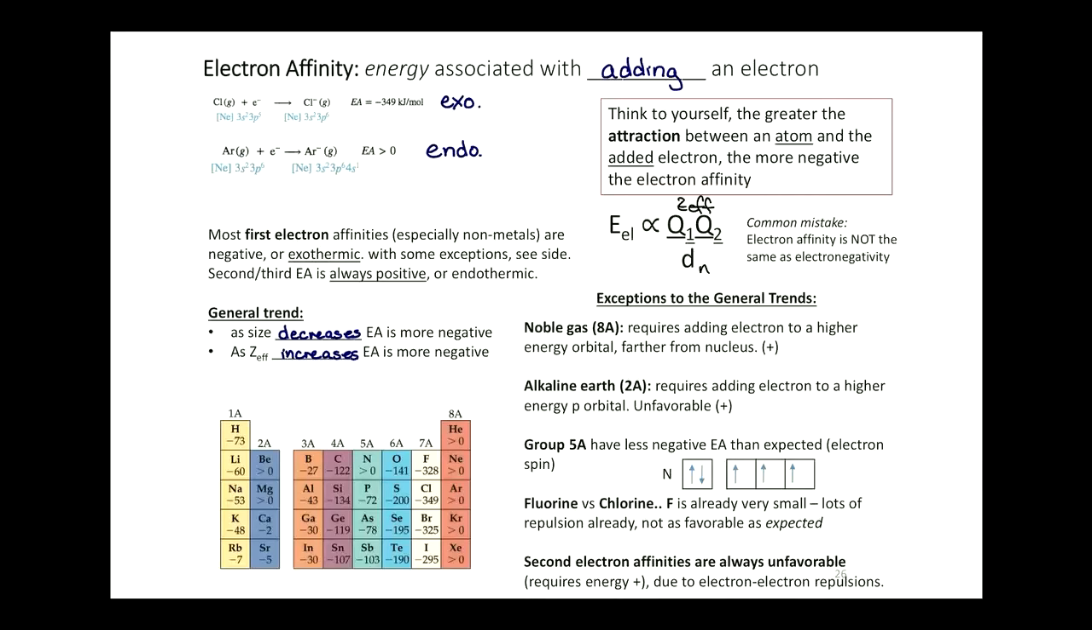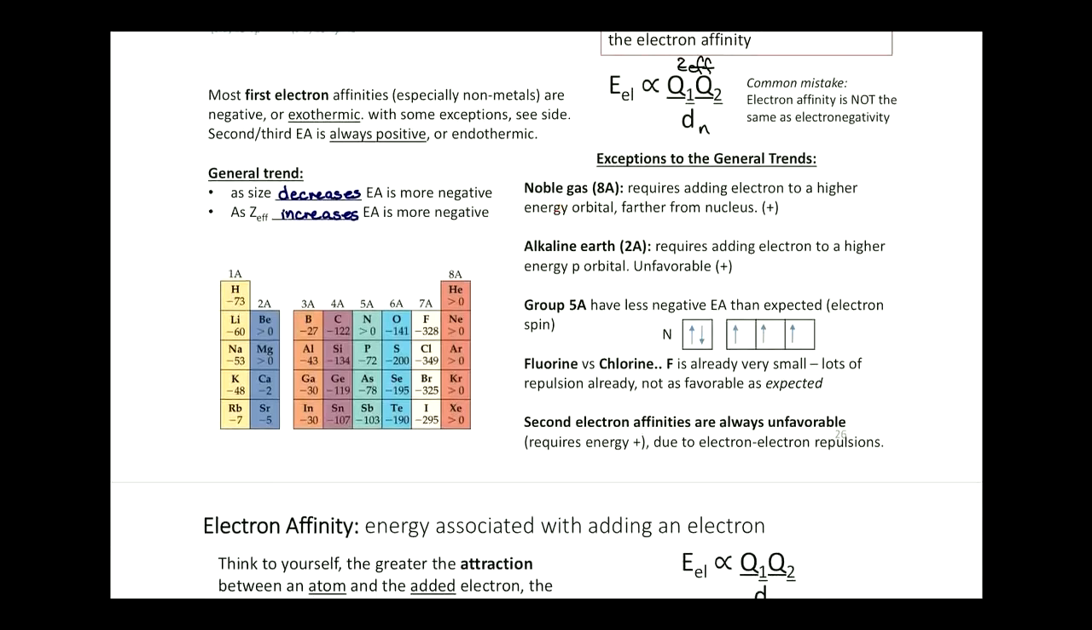So here are the trends. As size decreases, electron affinity gets more negative, and as Z effective increases, electron affinity becomes more negative. Again, remember, more negative means more exothermic, more favorable to do that.